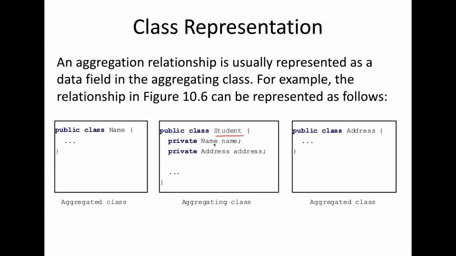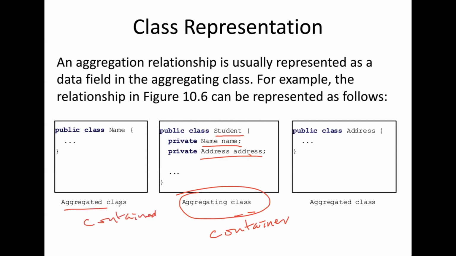Notice that a student must have a name, may have an address. Therefore, student is an aggregating class, or you can think of it as a container for both name and address. Since both name and address objects are contained, they're called aggregated classes, not aggregating classes.